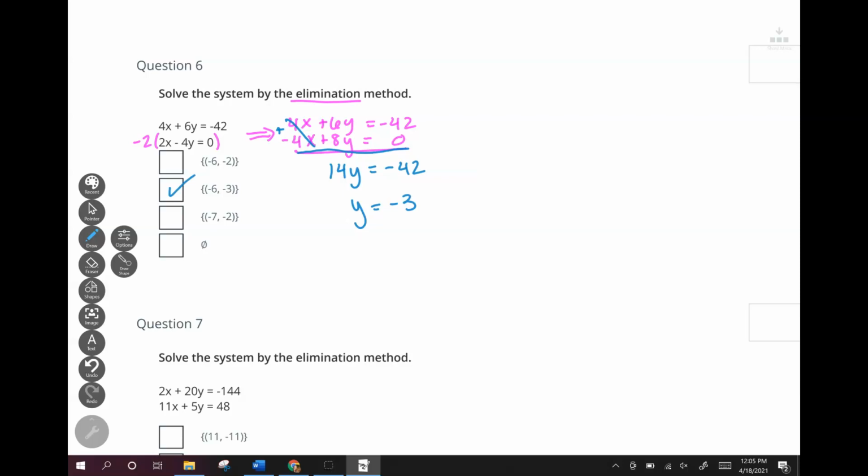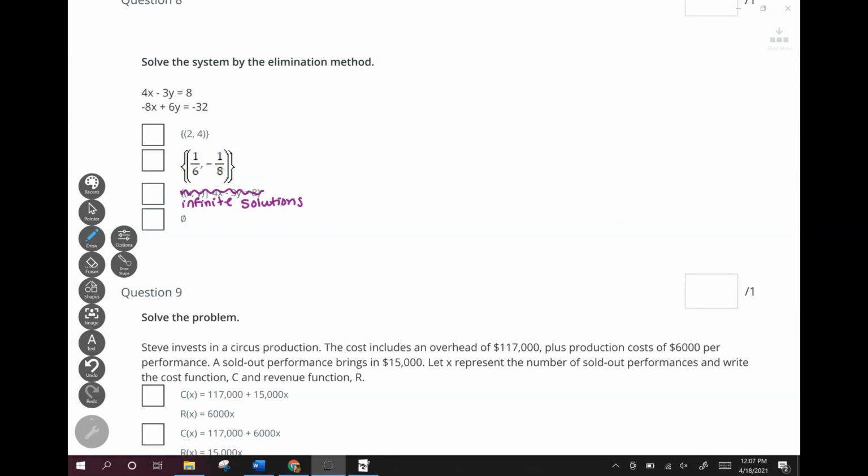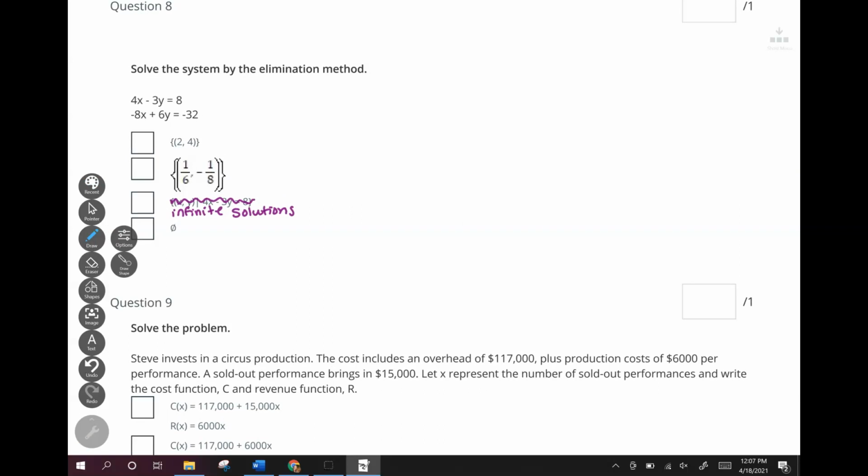Now I'm going to plug that y back in just to make sure that x should be -6. You can choose either of the equations. I'm going to choose the second one just because it looks a little easier. So 2x minus 4 times -3. So 2x plus 12. Subtract that 12, divide by 2, x equals -6. Looking at number 8, again, that answer choice should now say infinite solutions.